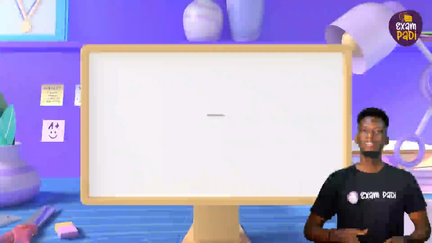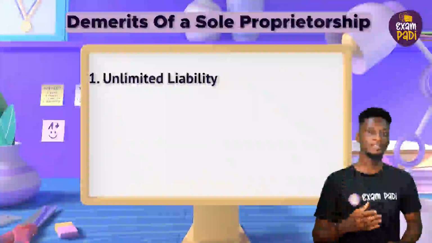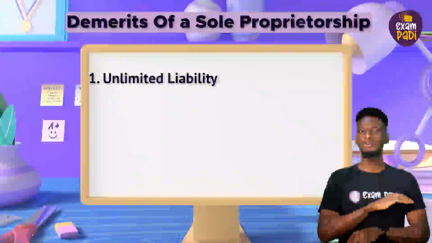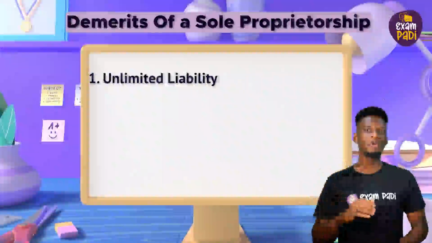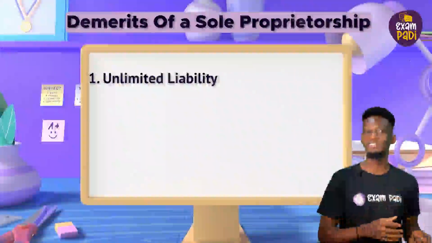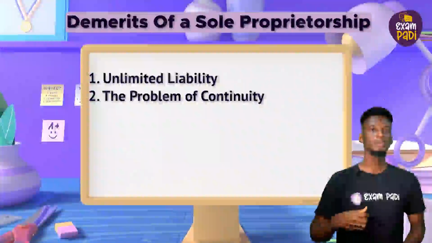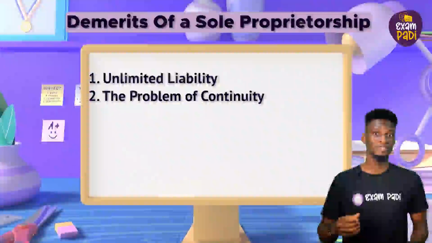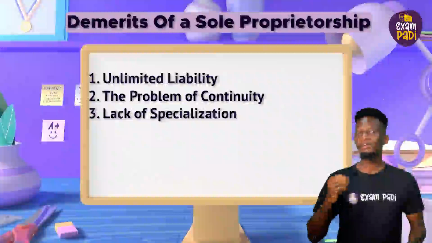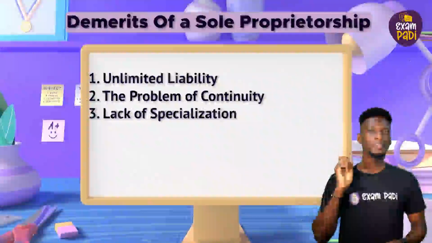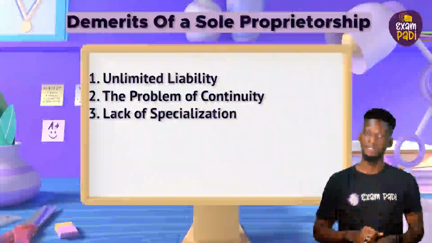him. The demerits of a sole proprietorship are: 1, unlimited liability. A sole trader does not create a separate legal entity for the business, meaning the owner is personally liable for all the debts and obligations of the business. 2, the problem of continuity. A sole proprietor's death may cause discontinuity of the business, especially when no successor can take over. 3, lack of specialization. The sole proprietor is personally involved in every business section and has no area of expertise.